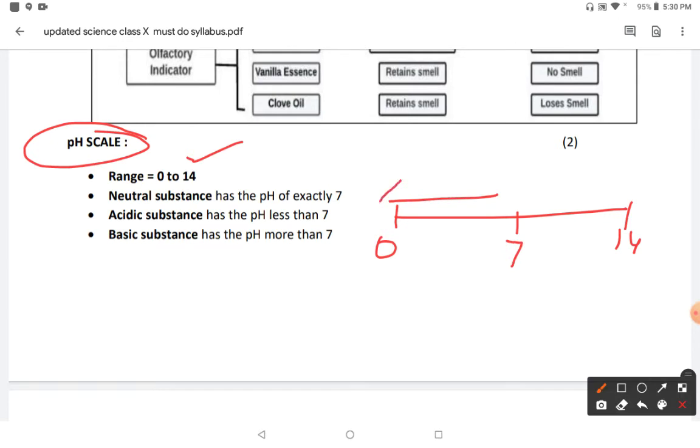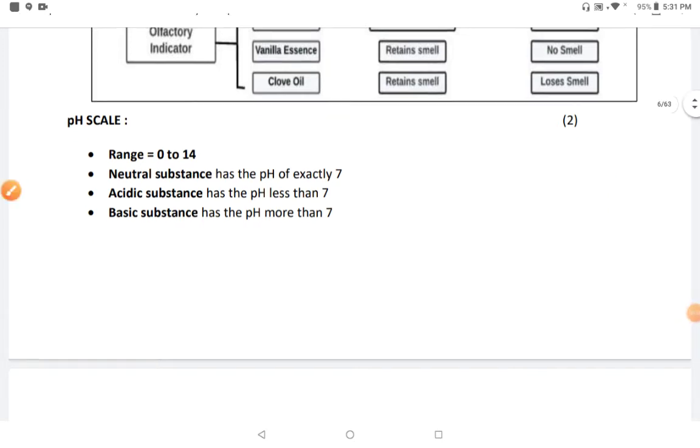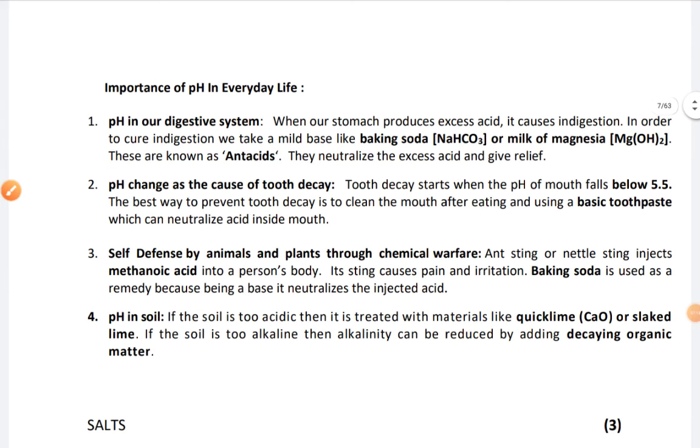Below this, the medium is acidic, above this it is basic, and a substance with a pH value of 7 is called a neutral substance. A pH value less than 7 shows an acidic substance, and a pH value greater than 7 shows a basic substance. On the basis of their pH value, we can identify which one is strong and which one is weak.